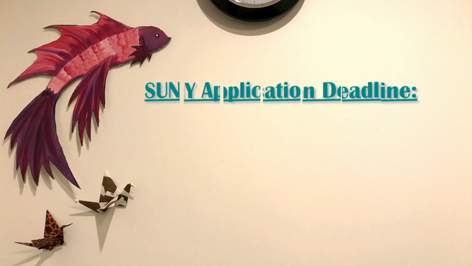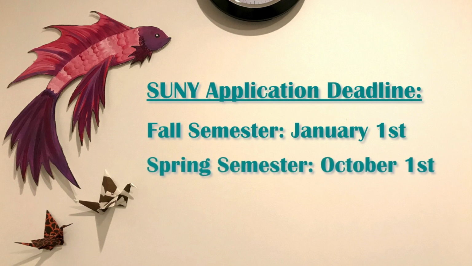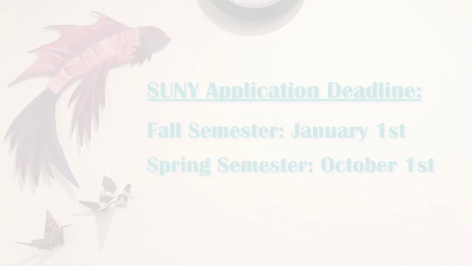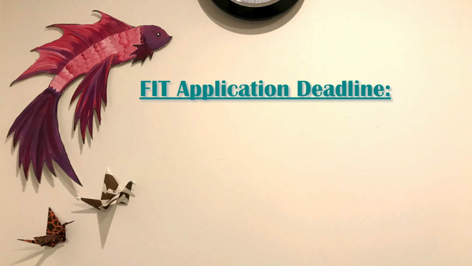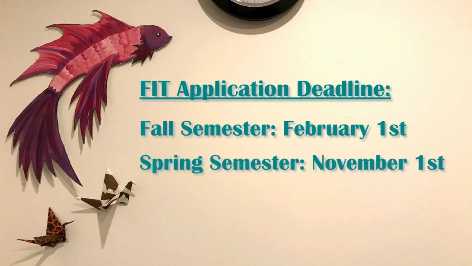Deadlines are vital dates that you need to keep in mind, especially if you still need to plan out and strategize the days ahead of you. It really all depends on which semester you're applying to. The SUNY deadline for the fall semester is January 1st. The SUNY deadline for the spring semester is October 1st. The FIT application deadline for the fall semester is February 1st. The FIT application deadline for the spring semester is November 1st.